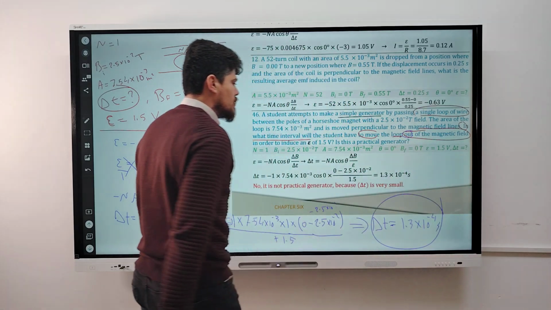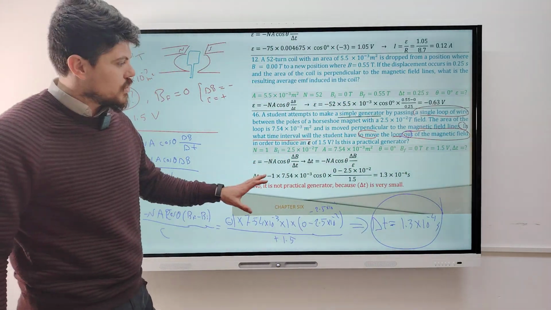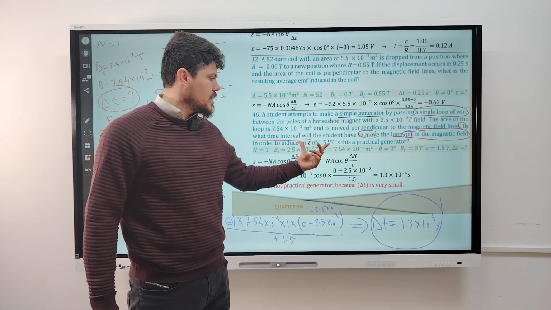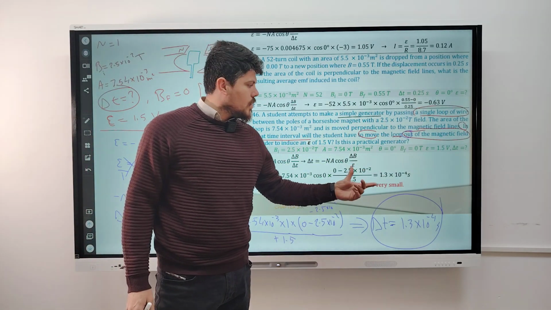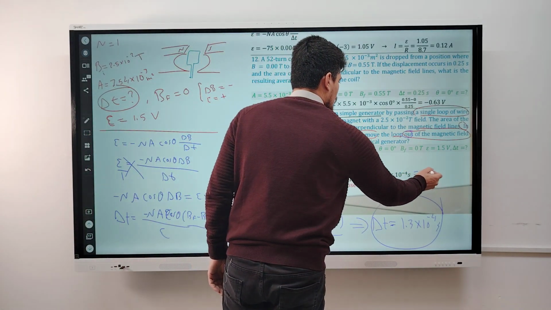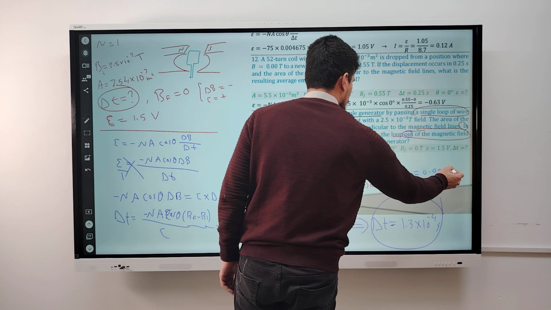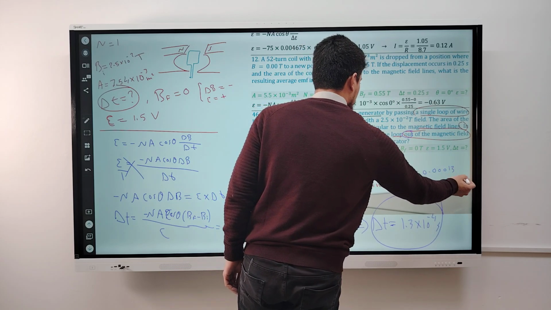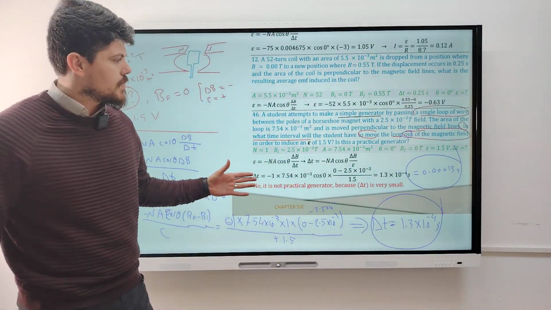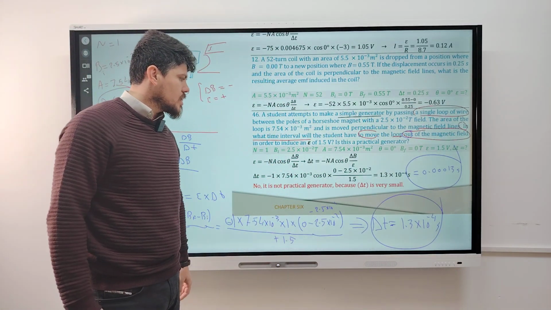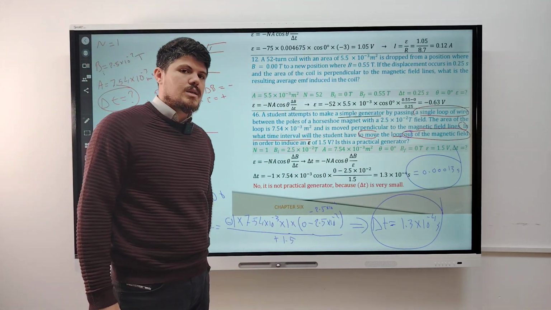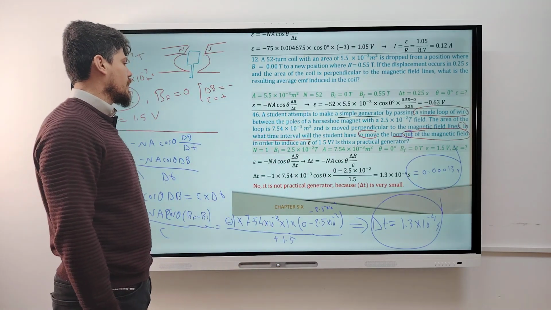So we have to move this coil out of this magnetic field in order to achieve this induced EMF within a time of 1.3 times 10 power negative 4, or 0.00013 seconds. Because this time is too short, that is why this generator is not a practical generator. Why? Because delta t is very, very small. Okay.